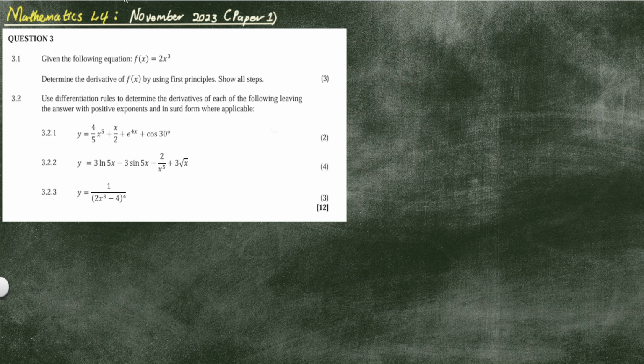Okay, question 3. It's strictly differentiation. There's 3.1 and 3.2. 3.1, it's the first principle. We are finding a derivative through the first principle. And then 3.2, it's our differentiation rules. All right, let's tackle this question.